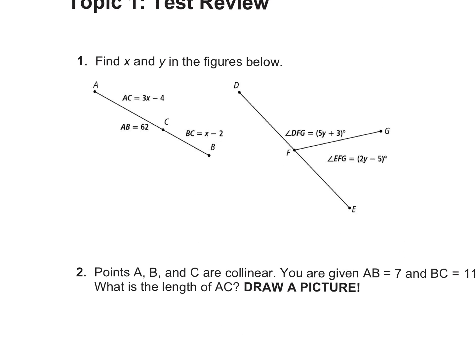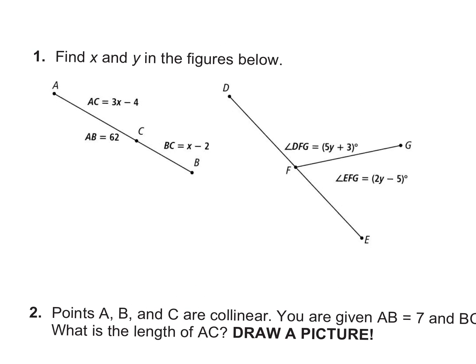Topic 1, test review. Starting with number 1, I did outline this on the test better. This is part A, this is part B. So they're two separate problems, okay? On part A, it's talking about line segments. It's telling you that this right here is 62, and then AC is 3x minus 4, and x minus 2 is CB, okay? What is an equation we can come up with to find the value of x?